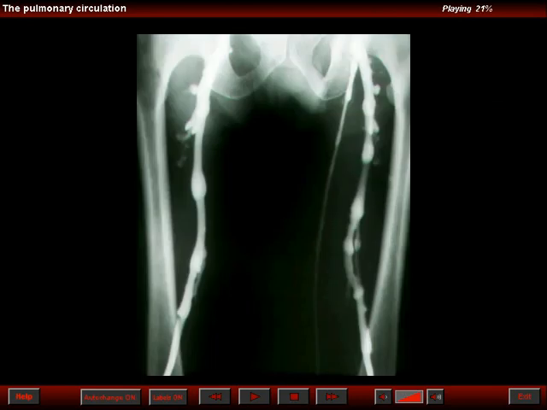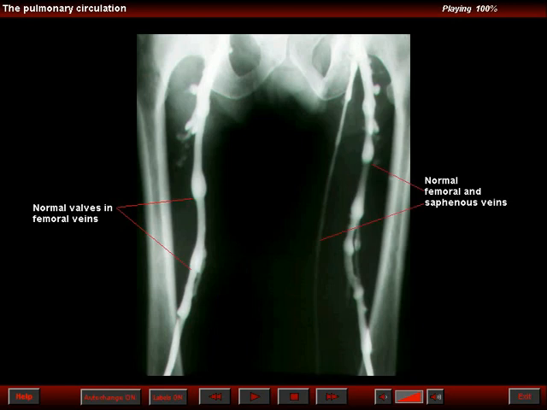This is a normal venogram of the thighs, and note the presence of valves in the femoral vein, and note also the filling of the left saphenous.